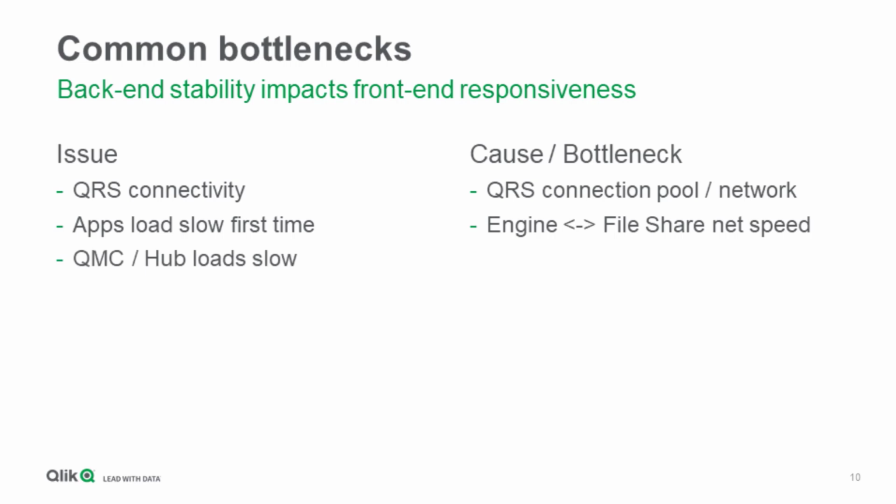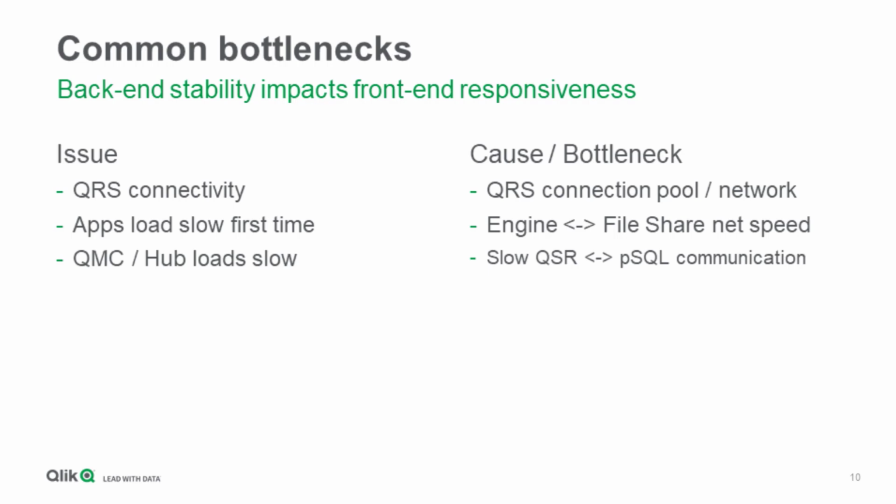Another example, the QMC or the hub takes a very, very long time to load. And for that, we would have to look into the communication between the repository service and the database, because that's where we store all of this metadata that we will try to calculate your permissions based on. And couldn't that also be related to the rules that people have set up and the number of users accessing? Absolutely. You can hurt user experience by writing complex rules.